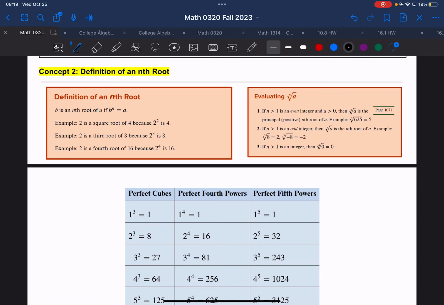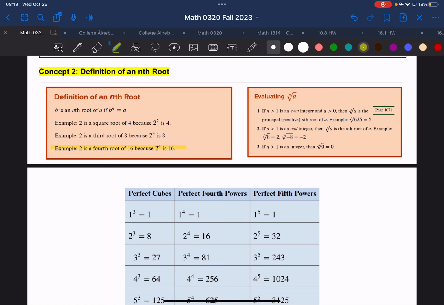We could have the cube root, the fourth root, the fifth root. The only difference here is that instead of having two of the same numbers that can multiply into that radical number, we would have multiple. So for example, if you look at the third example here, it says the fourth root of 16. 2 is the fourth root of 16, because if we do 2 to the fourth power, we get 16.